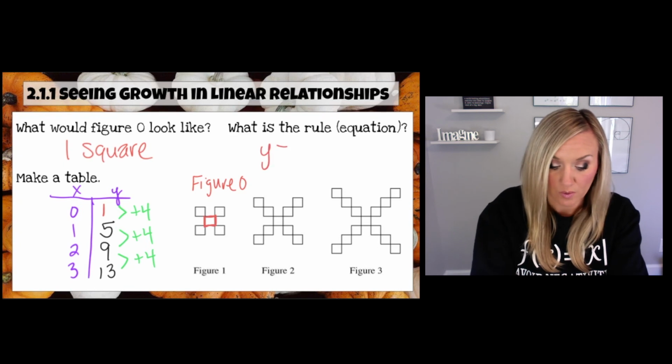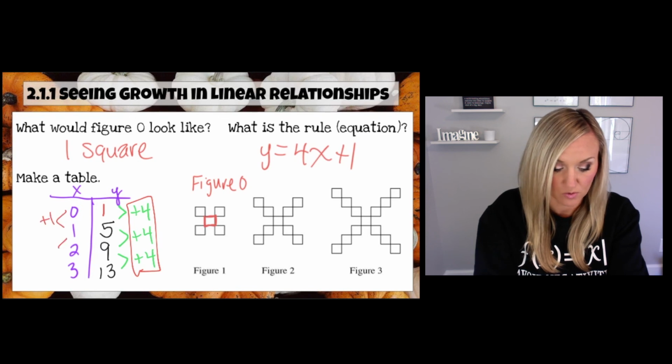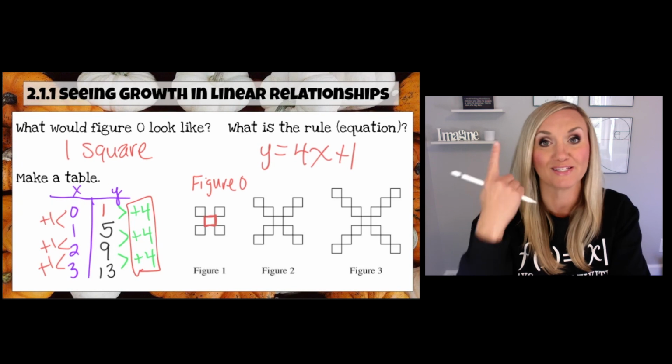And the rule is y equals 4x plus 1, because it's growing by 4. These are all growing by 1. And our zero figure is 1.